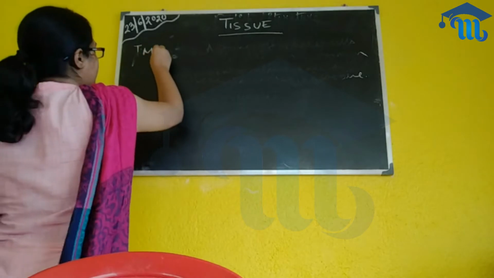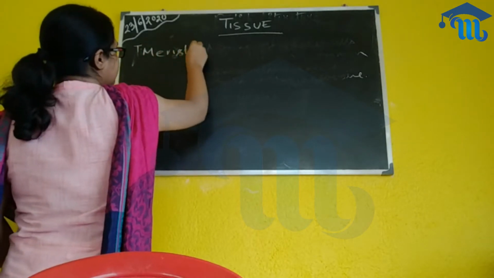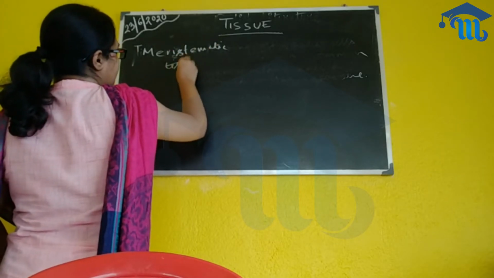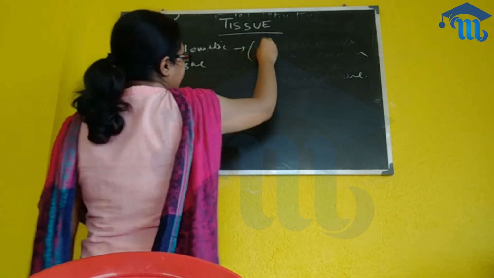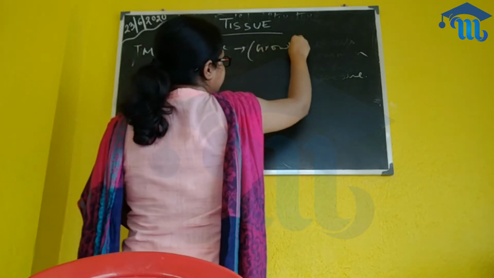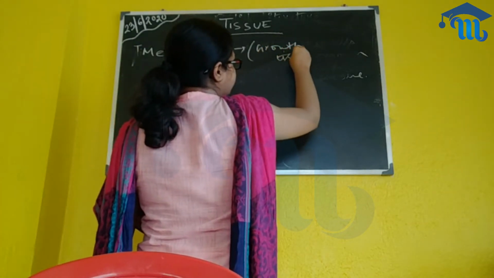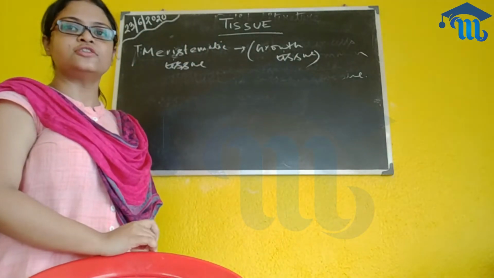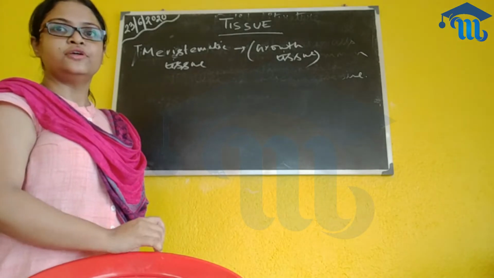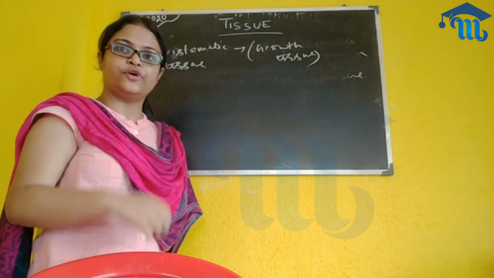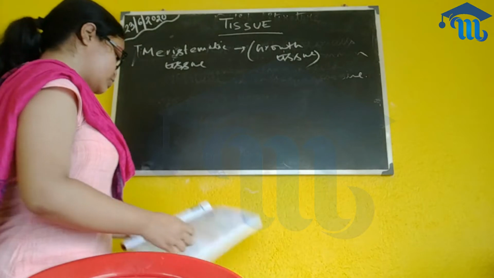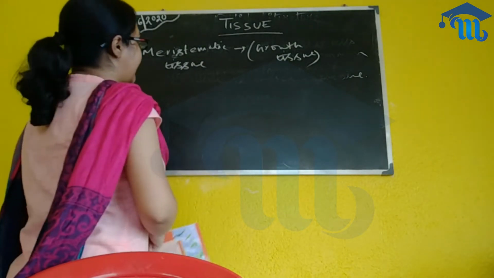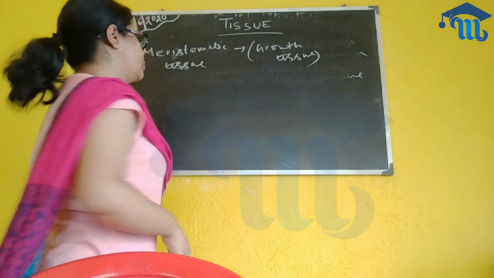First, we have to learn what is meristematic tissue. Meristematic tissue is mainly known as the growth tissue because it is found mainly in the growing parts of the plant. Okay. So first we have to know the characteristics of meristematic tissue.